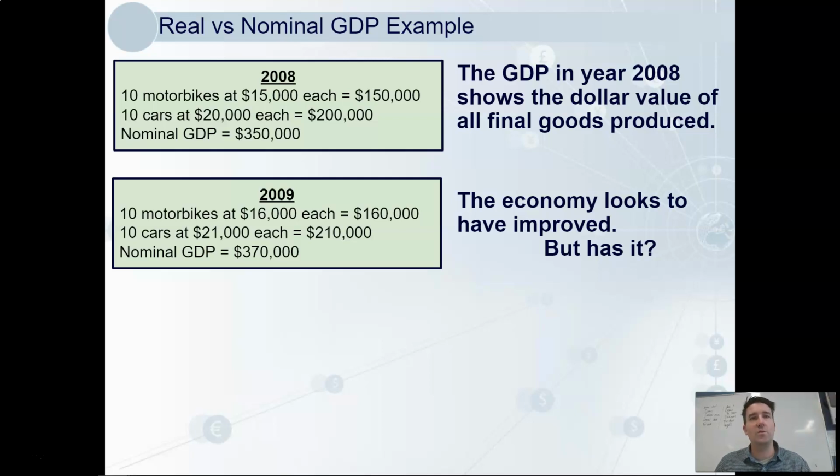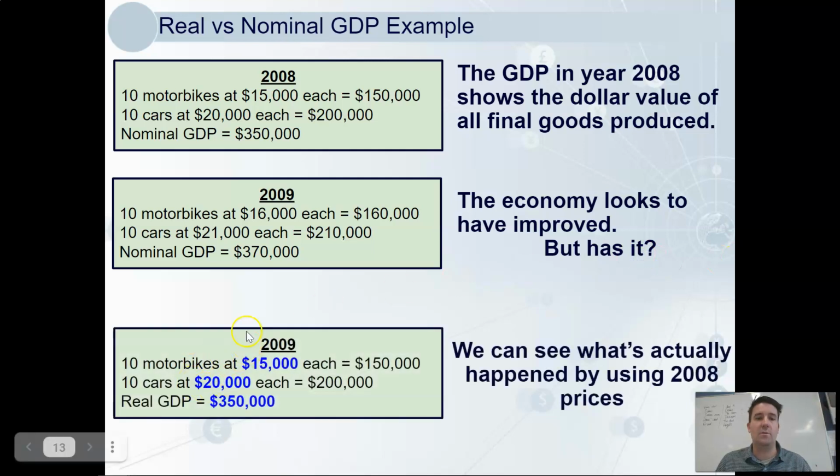What we can do to get the real story here is we look at real GDP. So we use 2008 prices. So if we put those 2008 prices in, we can see that real GDP is $350,000 and the economy hasn't actually grown at all.